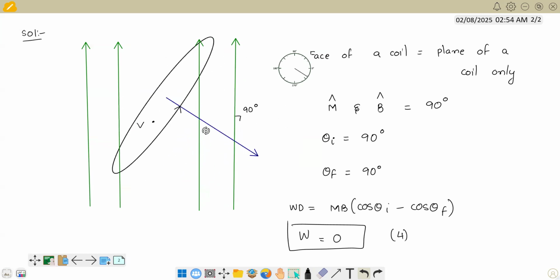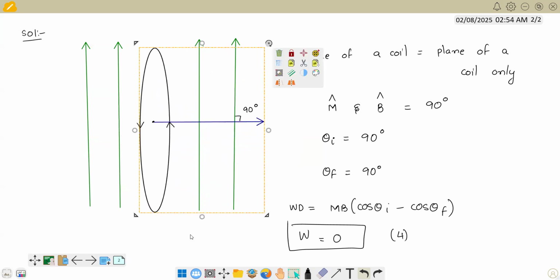But our goal is not just to get whatever answer it is, we have to know the exact terms that we have to follow. So when we say face of the coil, it means plane of the coil only. So the initial angle is 90 degrees and the work done is 0.